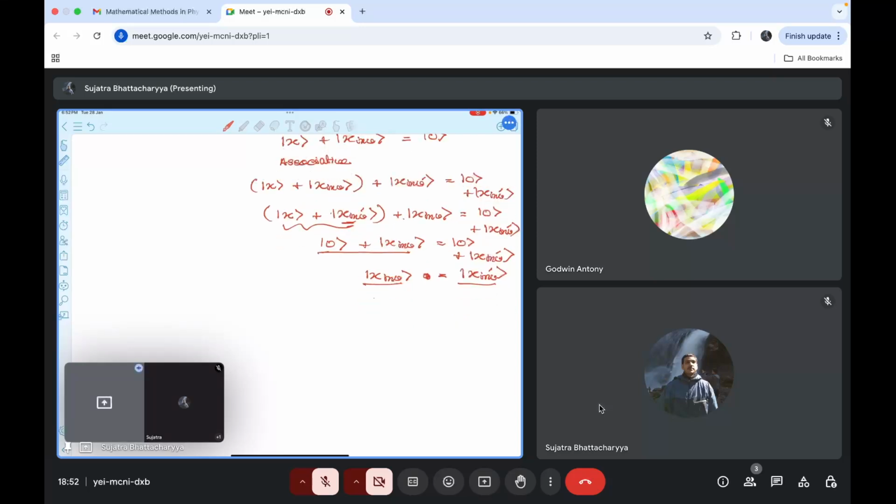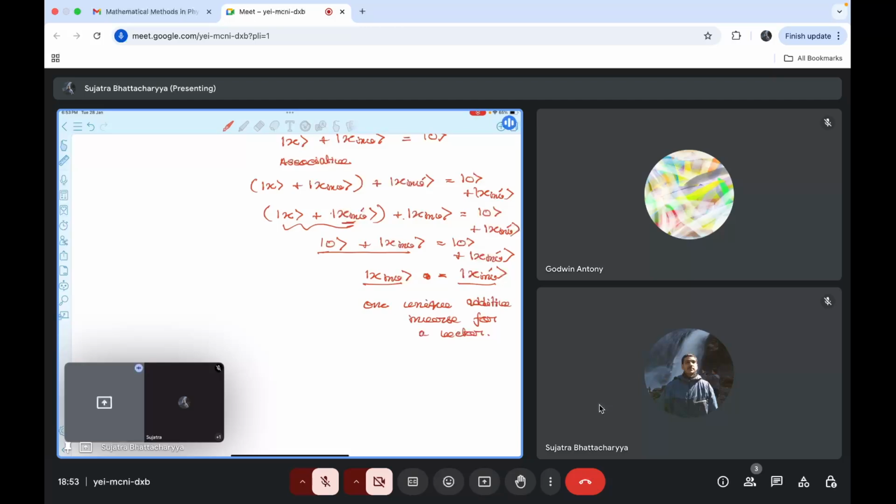There must not be two additive inverses for a particular vector. So one unique additive inverse for a particular vector. Okay, that's all. These are the two important proofs.